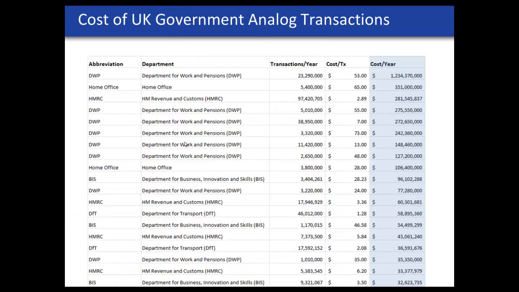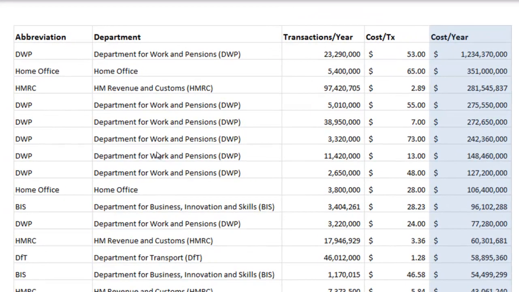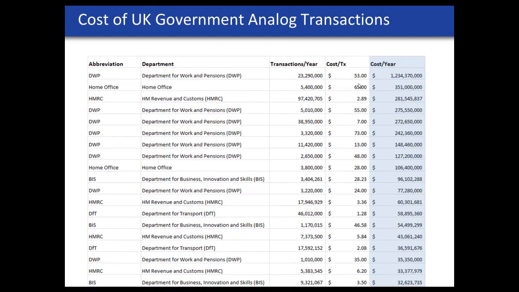And what's even more fascinating is they provide spreadsheets that drill down, that provide you the transactions per year, the cost per transaction, and then you can calculate the cost per year for each of those transactions. So here we can see there's a transaction for the Department of Work and Pensions that's delivered over 23 million times per year. It costs them $53 a transaction to deliver that transaction in the analog channel, and it results in over $1 billion of annual costs. And you can go right on down and you can look at these transactions run from a high of, it looks like, $73 down to a low of $1.37, and the transaction volumes differ. But you can see that these costs are astronomically high.